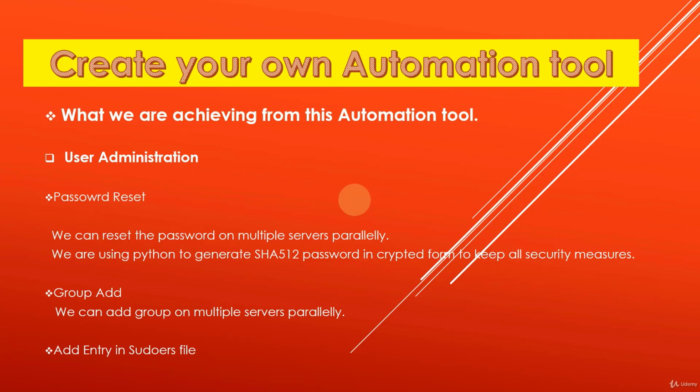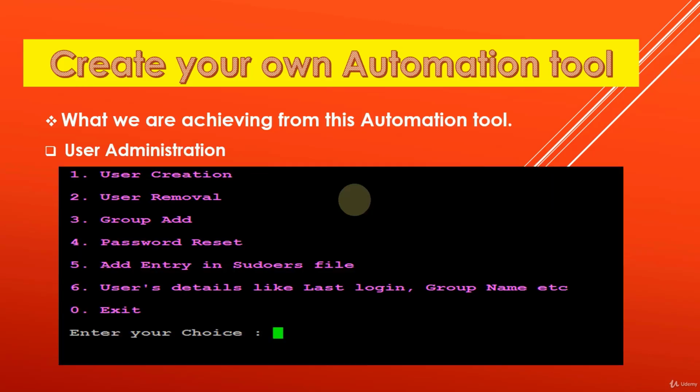So the next option is group add. We can add group on multiple servers parallelly. Suppose we have to create any group on multiple servers, so we can use that option as well. And also we can add entry in sudoers files, and it will look like that.